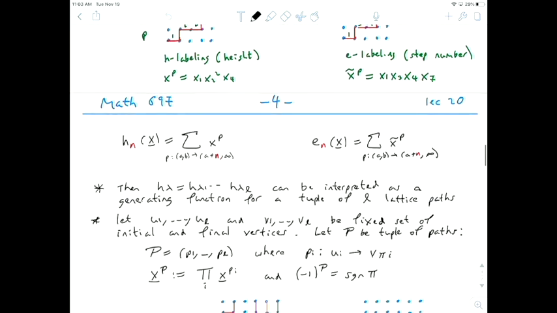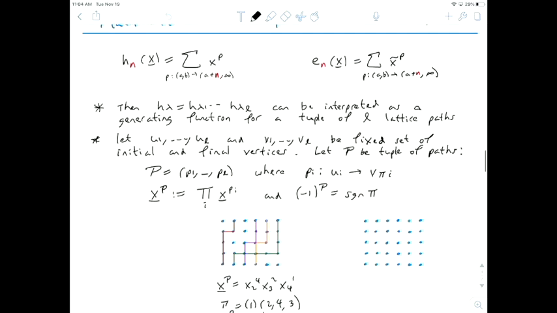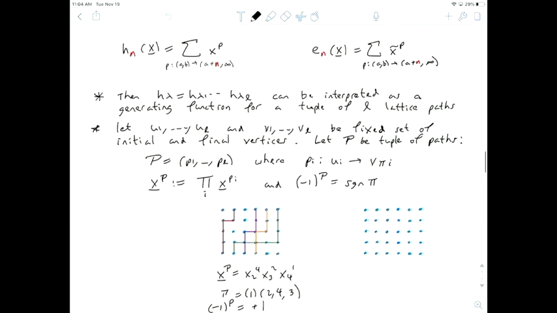Okay. So now, what happens when you multiply a bunch of h_n's together? I'm going to stick to h_n's. Well, that can be interpreted as a generating function for a tuple of L lattice paths. If I have h_λ1 times h_λ2 times up to h_λL, and each h_λi is a weighted generating function of one path, then multiplying L of them gives me the contribution of L paths. Okay? So let's give some definitions for this.